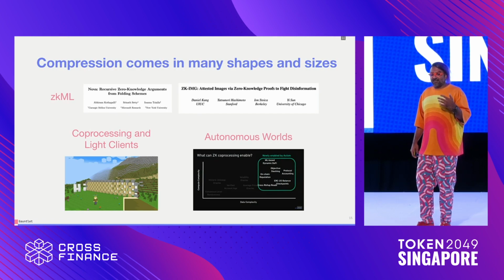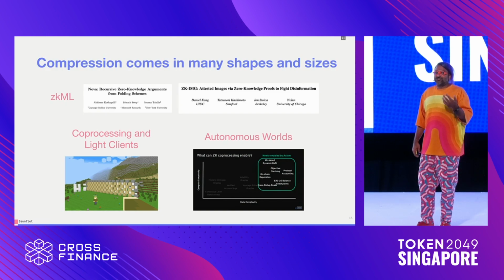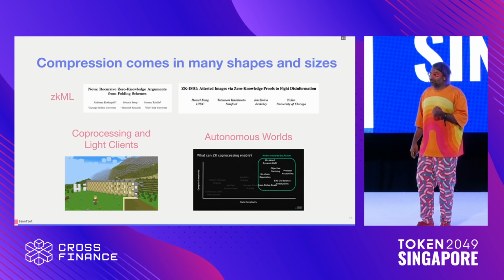And finally, autonomous worlds. This is sort of on-chain games that are really on-chain. How do you make them have gameplay that looks like anything like Web 2 gameplay? And compression is extremely important to that.